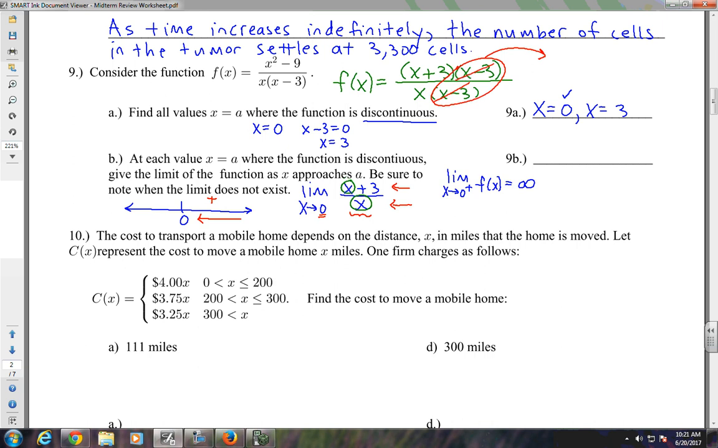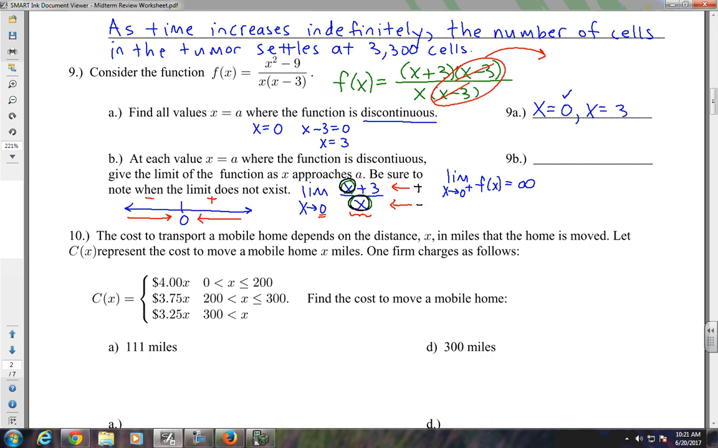Let's consider the left side of 0. As x approaches 0 from the left, notice we're going to be dealing with negative numbers. Okay, and we're looking at numbers very, very close to 0. So if I plug a negative number in for x, I notice my denominator is going to be negative. It's a different story in the numerator. If I plug a negative number really close to 0 in for x and then add it to 3, I'm still going to have a positive numerator. So I have a positive on the top and a negative on the bottom.